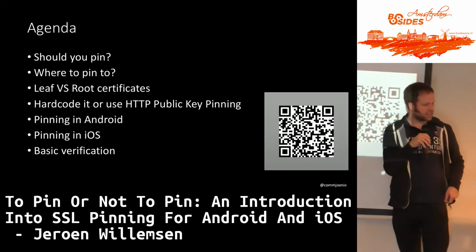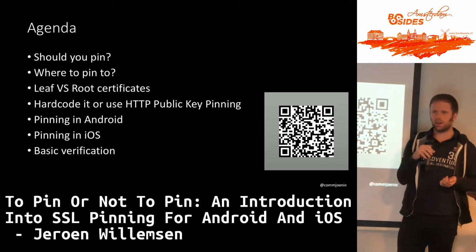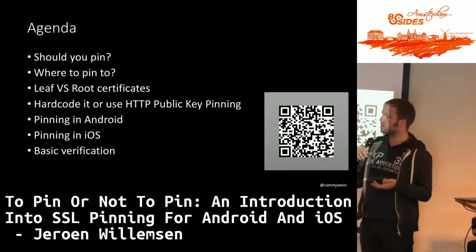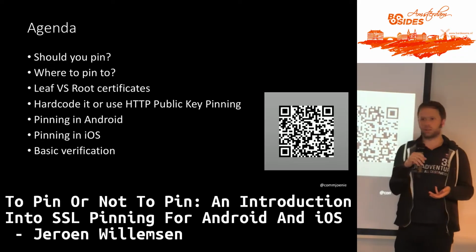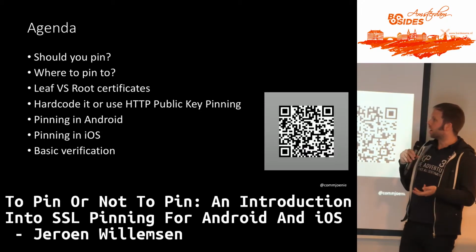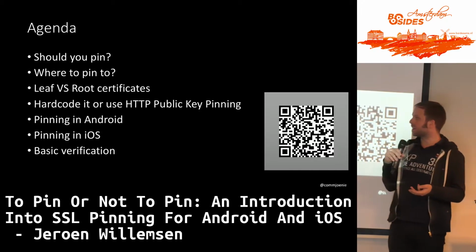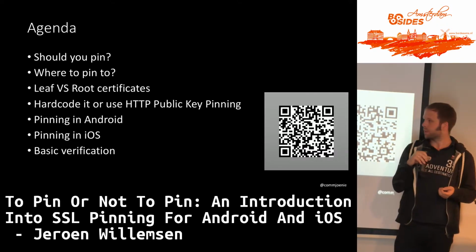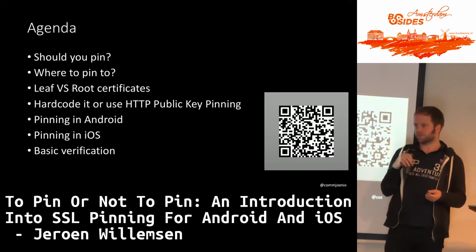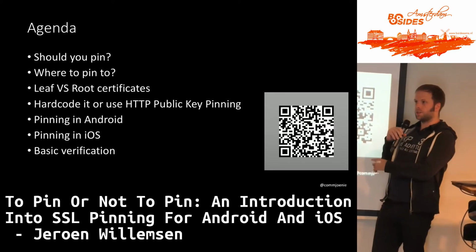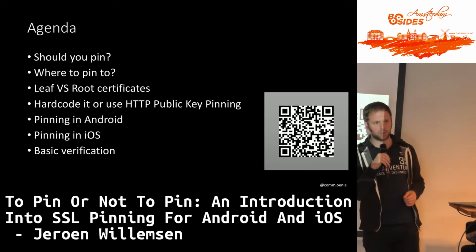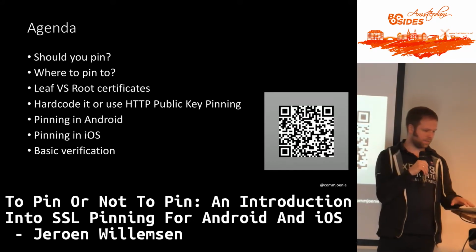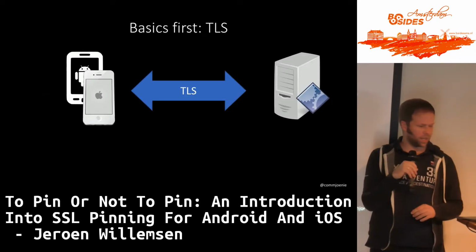So we have a pretty filled agenda here. First of all, I want to talk about, well, should you pin at all? And if so, where should you pin to? Then we want to have the obvious discussion of leaf versus root certificates, whether you should hardcode it or use HTTP public key pinning. Then we're going to talk a bit more about the technical details for iOS and Android, and then some basic verification. There's a handout which you can download at the BSides website, which basically gives all the technical details as well, so you can actually use that. So let's start with the beginning.